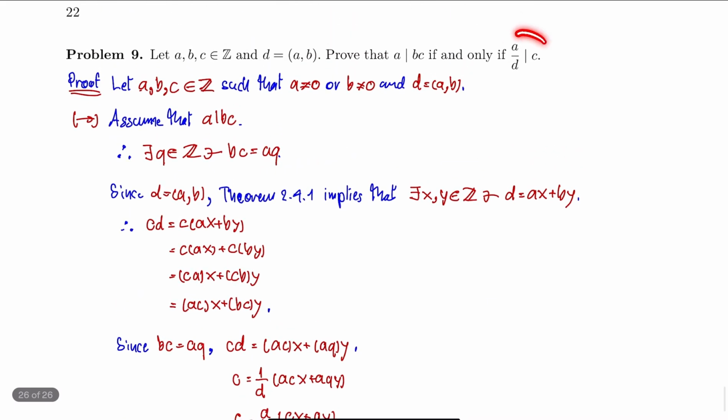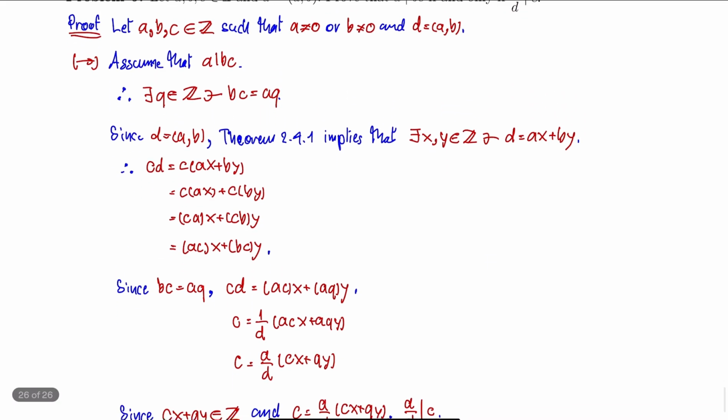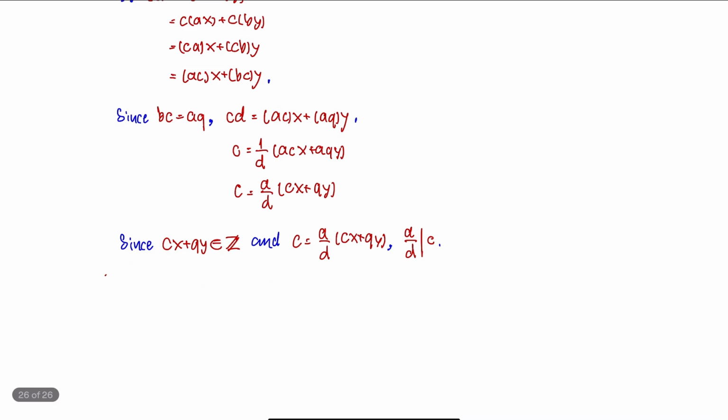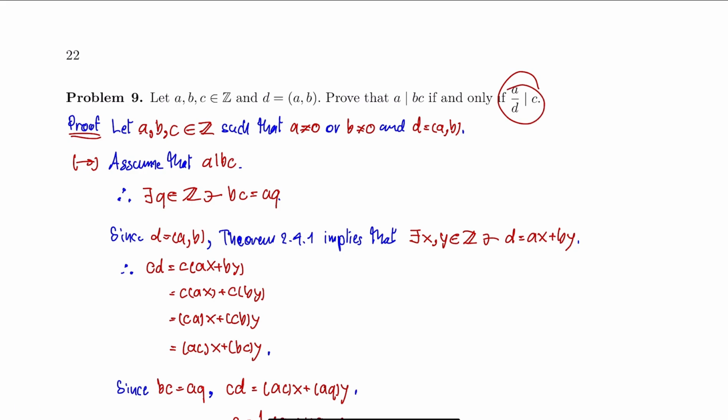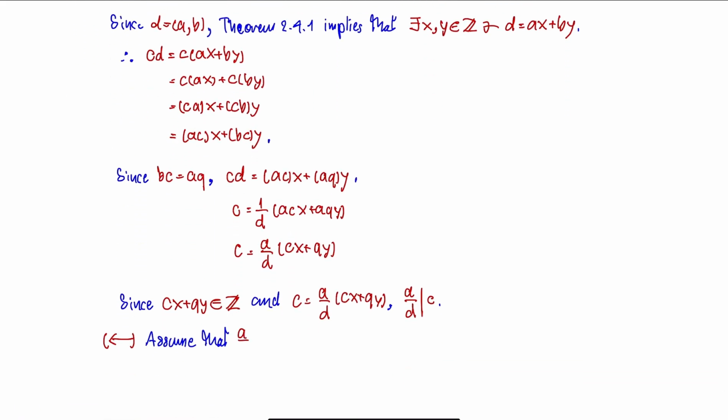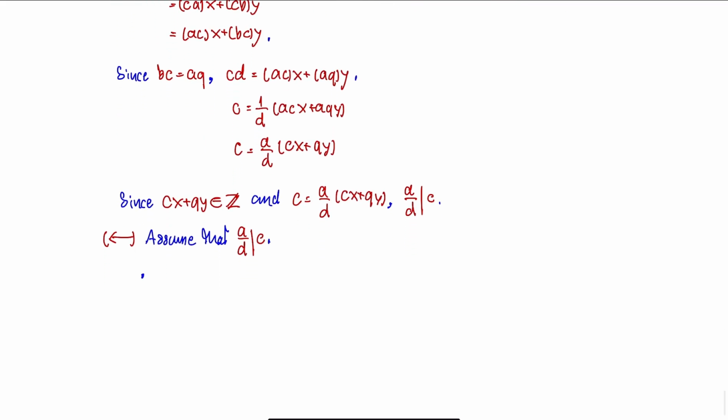Now let's prove from the right side to the left side. So we assume that a over d divides c. So what do we have? According to divisibility, we have an integer k such that c equals a over d times k.